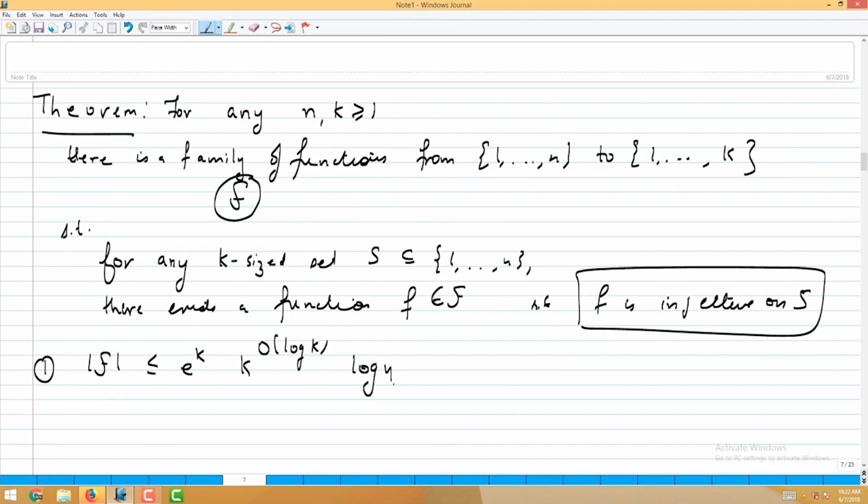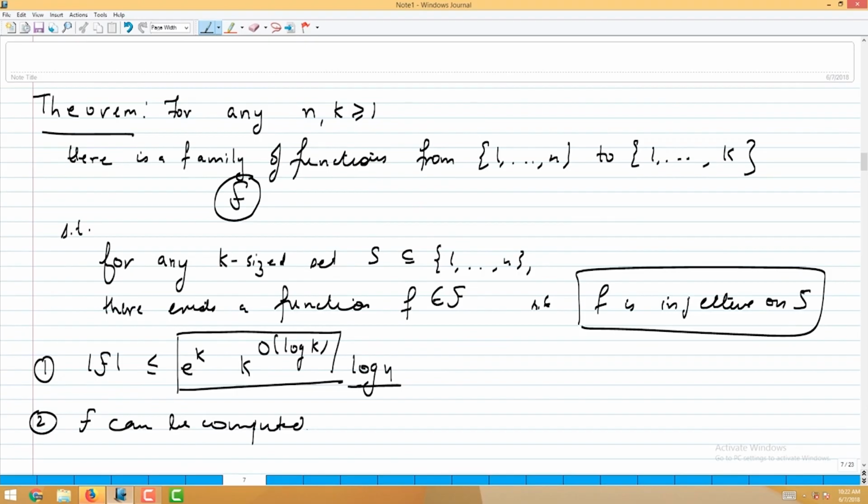So there is always a family whose size is this. Note that this is nothing but some f of k, and this is some log n. Not just that, such a family F can be computed in time e to the k, k power order log k, into n log n.